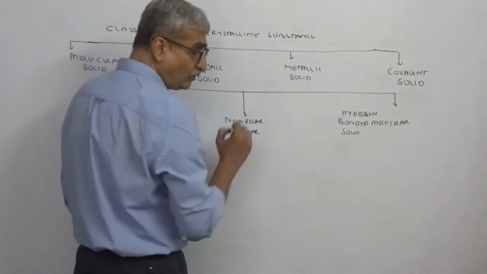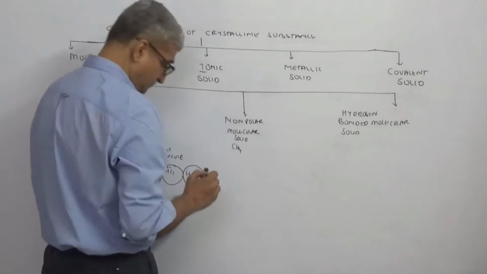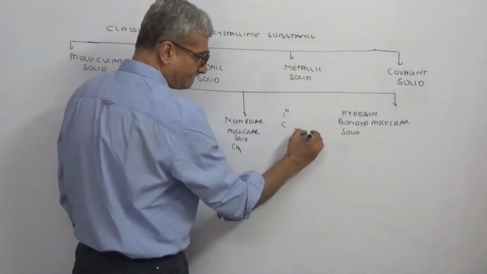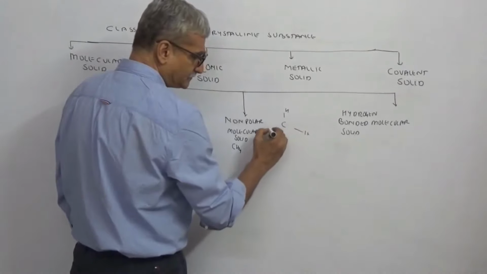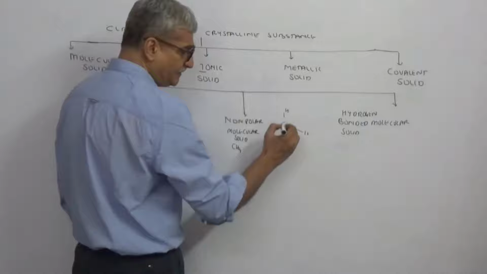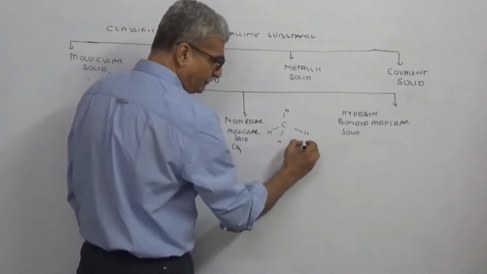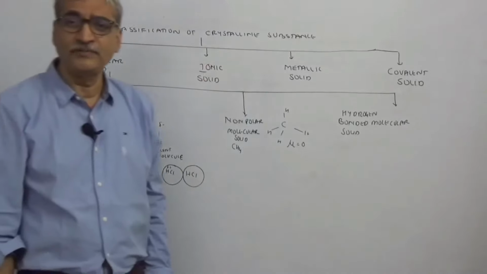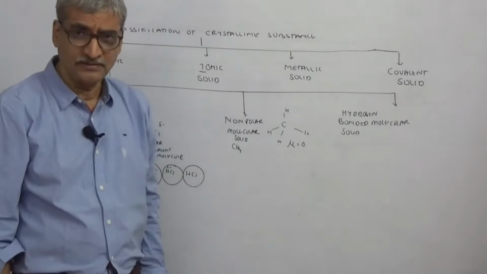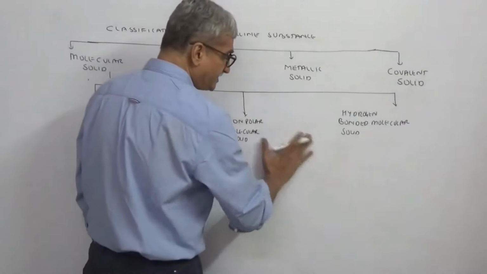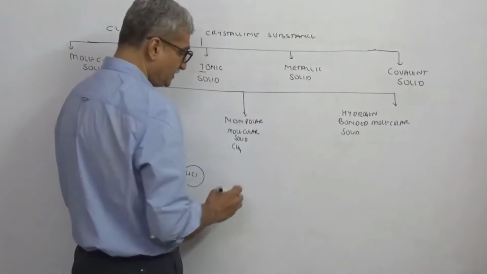Why is methane non-polar? Methane is non-polar because when I look at the structure of methane, this is all 11th class material. Methane is tetrahedral, a regular geometrical arrangement. The sum total dipole moment is 0. So any molecule in which the dipole moment is 0, we say it is a non-polar molecule.